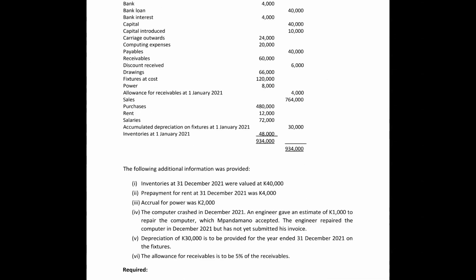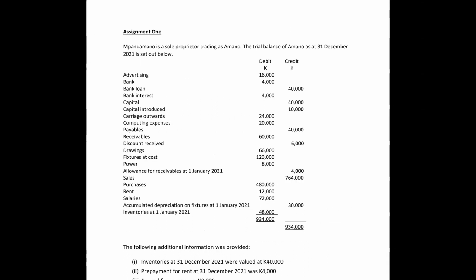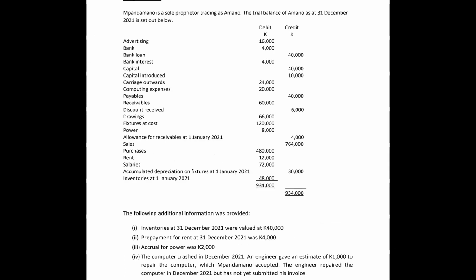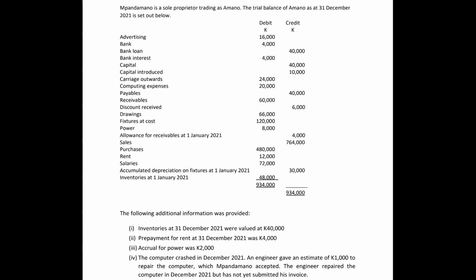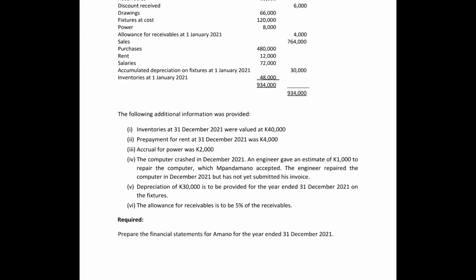So the first thing that we are going to do, as usual, is to read the question, as we have seen. After reading the question, you check the elements that are there in the trial balance and allocate them. Identify the elements that go in the trading account, those that go in the profit and loss, and the elements that go in the balance sheet. Once you identify the elements, then you are good to go. You can actually start solving the question.